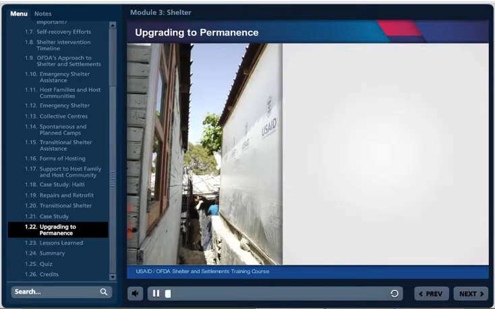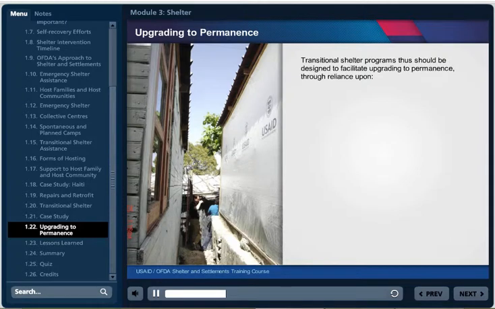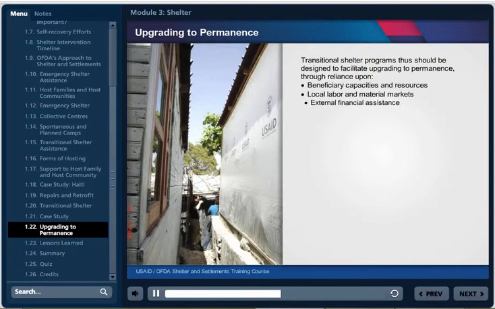The upgrading process will be a natural step for most families. It will be carried out incrementally as and when resources become available. Transitional shelter programs thus should be designed to facilitate upgrading to permanence through reliance upon beneficiary capacities and resources, local labor and material markets, external financial assistance, and promotion of safer building practices.